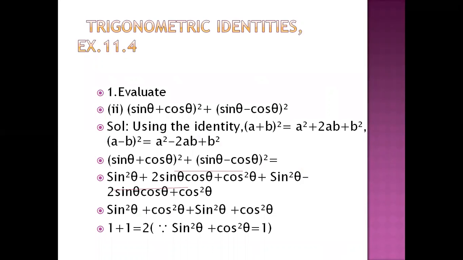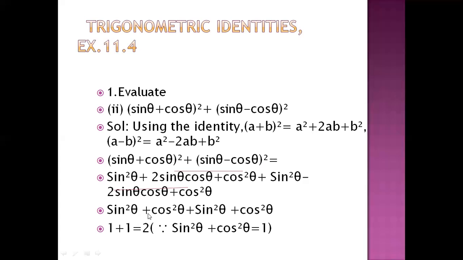(sin theta + cos theta) whole square is equal to sin square theta plus 2 sin theta cos theta plus cos square theta, that is (a + b) whole square. And then (a - b) whole square, that is (sin theta - cos theta) whole square, is sin square theta minus 2 sin theta cos theta plus cos square theta. Add both expansions, then plus 2 sin theta cos theta and minus 2 sin theta cos theta will cancel. So the leftover is sin square theta plus cos square theta plus sin square theta plus cos square theta.